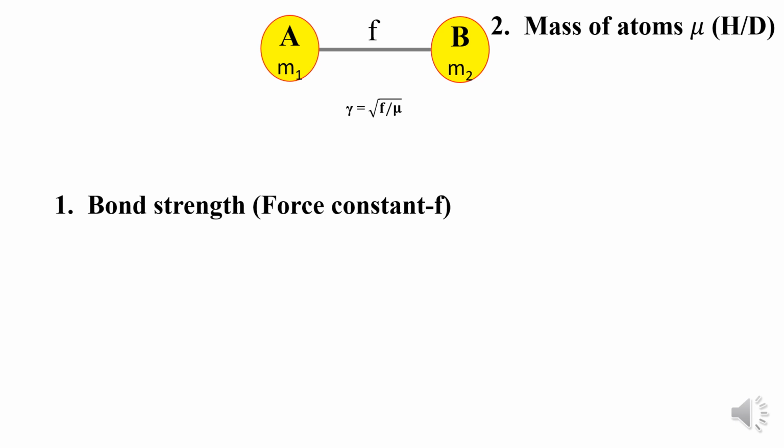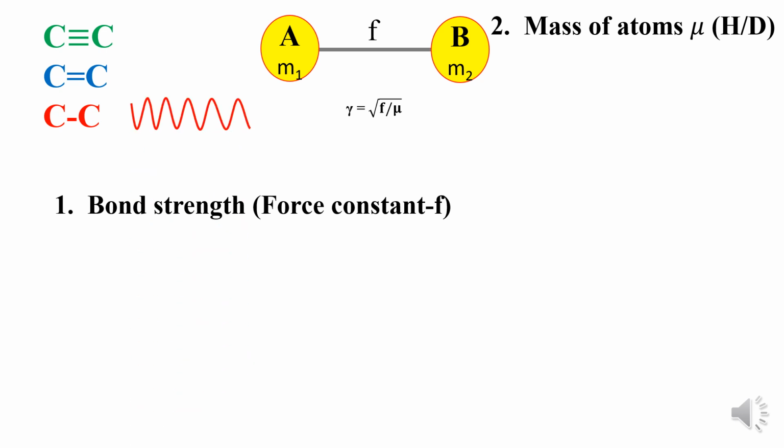Now let me explain the first parameter, that is the bond strength, with reference to carbon-carbon double bond, carbon-carbon single bond, and carbon-carbon triple bond. The carbon-carbon triple bond is stronger than a carbon-carbon double bond, while a carbon-carbon double bond is stronger than a carbon-carbon single bond. And therefore, as the strength of the bond increases, the energy required to stretch these bonds also increases.